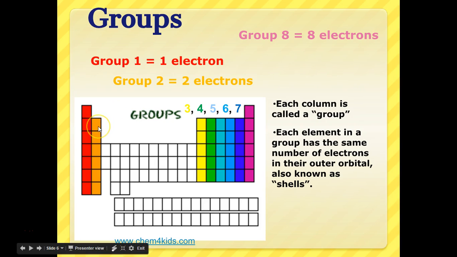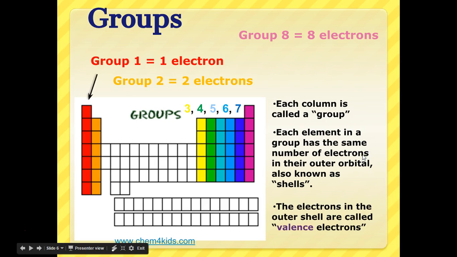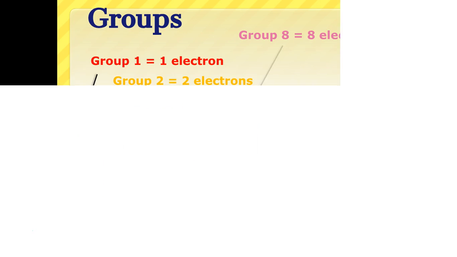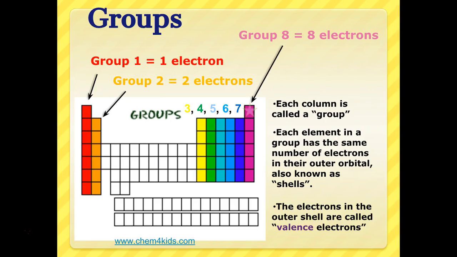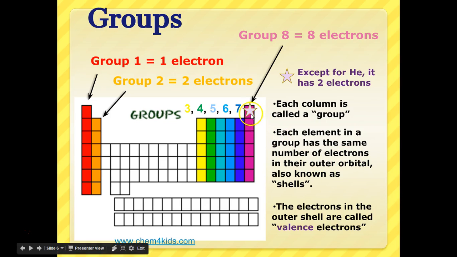And then we go across from left to right of the periodic table. So group 2 elements, the alkaline earth metals, they have 2 electrons in their outer shell. Then we have group 3, 4, 5, 6, 7, and 8. Group 8 is the special group because they have a full outer shell. And again, these electrons in the outermost shell are called valence electrons. The one exception to group 8 is helium.